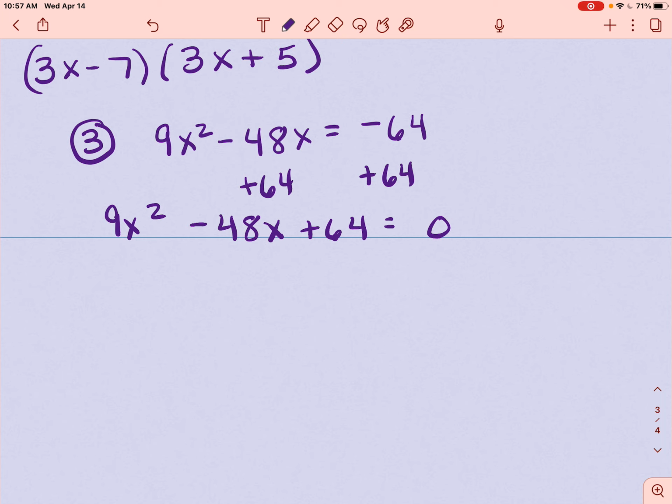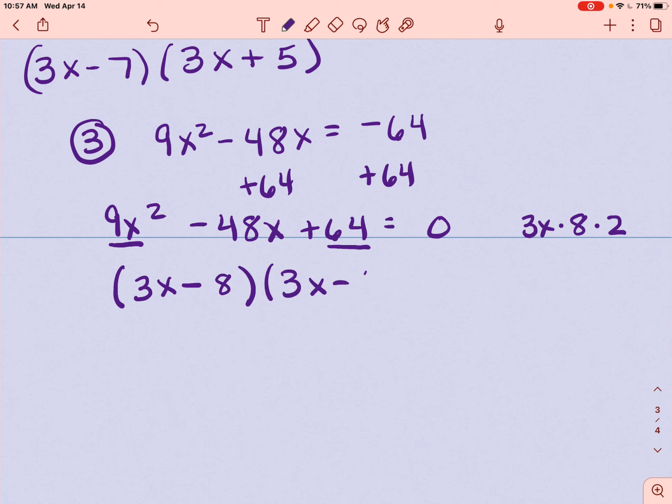I don't think there's actually a common factor happening, but it is yelling at me that maybe something's going on with these bigger numbers. 9x squared is a perfect square, it would be 3x. 64 is a perfect square, it would be 8. And if I do 3x times 8 times 2, I will get 48x in the middle. So I can actually factor this into 3x minus 8 squared. And at this point you can check yourself with FOIL if you want.